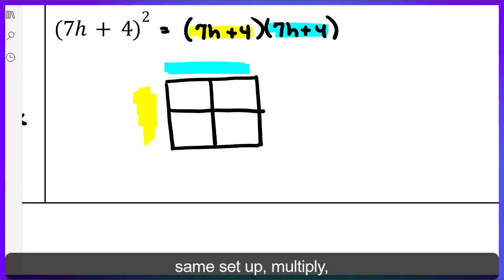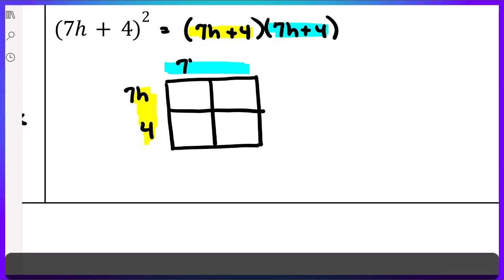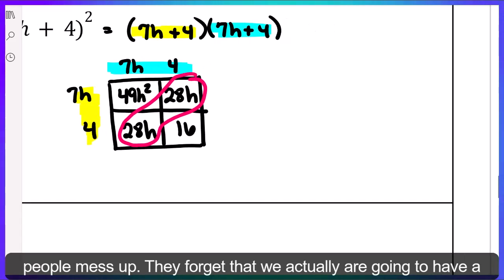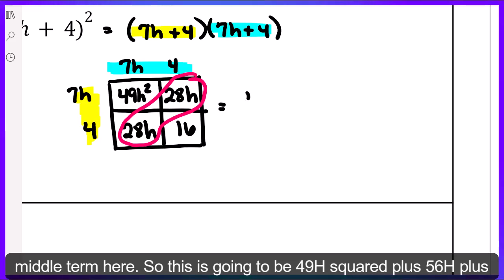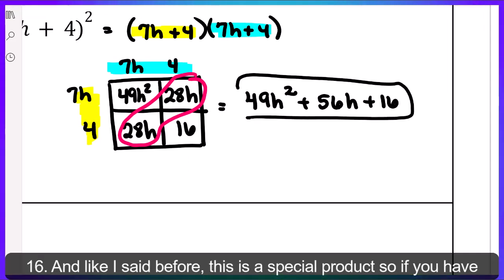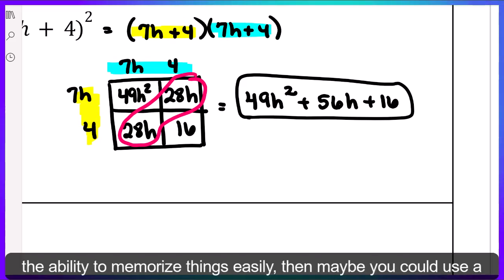Same setup. Multiply row and column. Here's where people mess up. They forget that we actually are going to have a middle term here. So this is going to be 49h squared plus 56h plus 16.